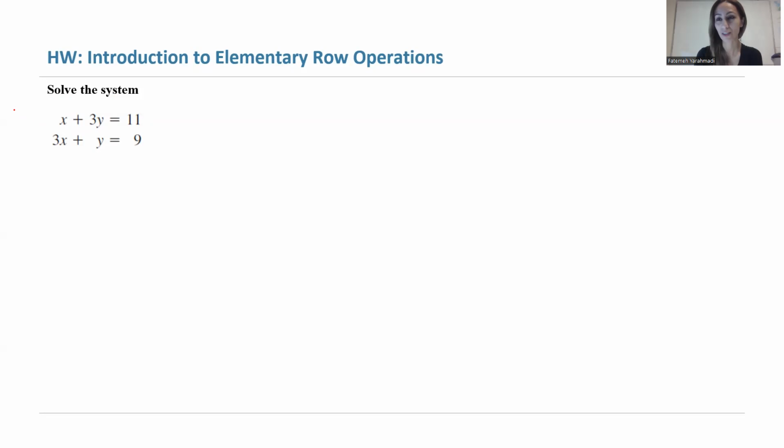Next question, we want to solve this system. In this system, you have two lines, x plus 3y equals 11 and 3x plus y equals 9. So you basically want to check to see if these two lines are intersecting or they're parallel to each other. What's the connection between these two lines? It means that if the system is consistent or inconsistent.